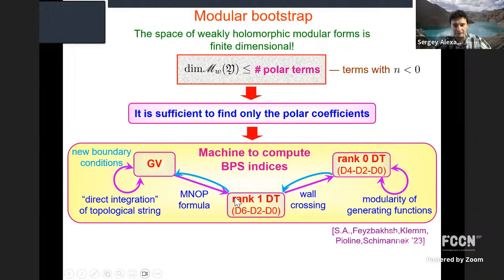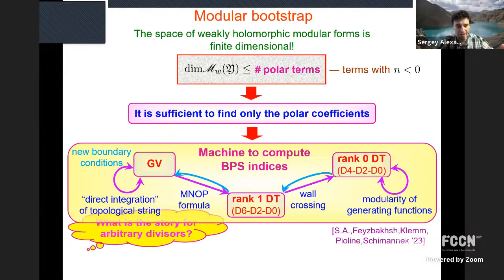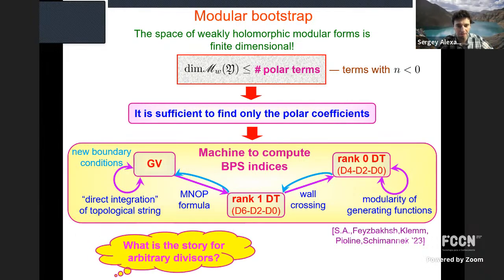Just that this procedure allows us to compute additional boundary conditions for topological string, and in this way we can overcome the limitations of the direct integration method. So this is all nice, but the next natural question: can we generalize this to arbitrary divisors, arbitrary D4 brane charge? And it is this question which I would like to address in this talk.